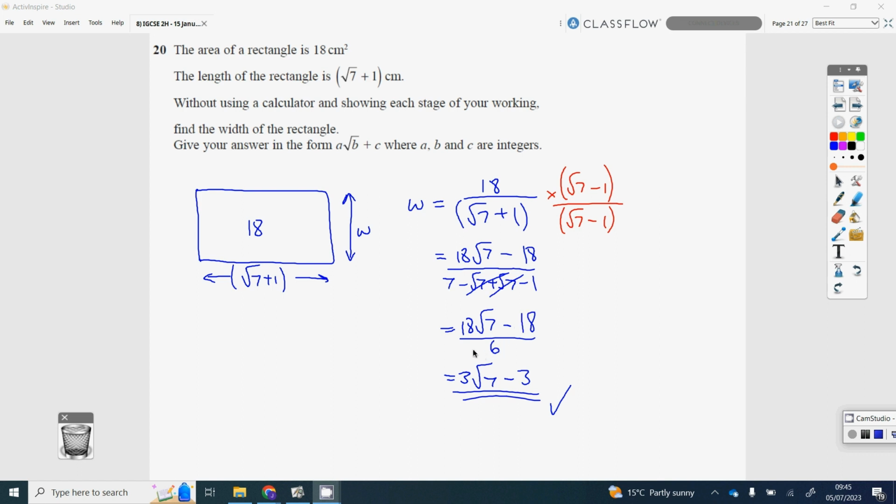Now, we can then divide each term in turn by the 6. 18 divided by 6 is 3. So 18 root 7 divided by 6 is 3 root 7, and minus 18 divided by 6 is minus 3.